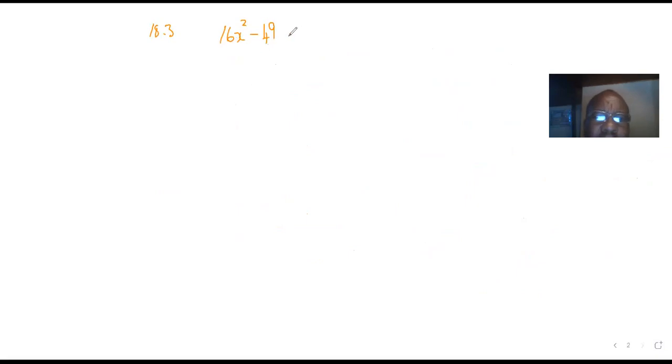Now, what is this expression here? It's a binomial, but it's a special kind of binomial. And the special kind is called the difference of two squares. The difference of two squares.